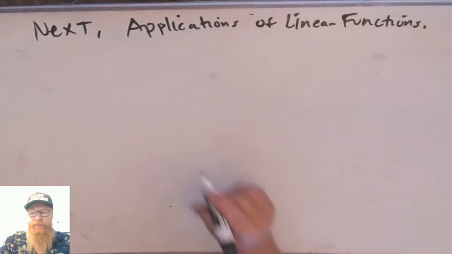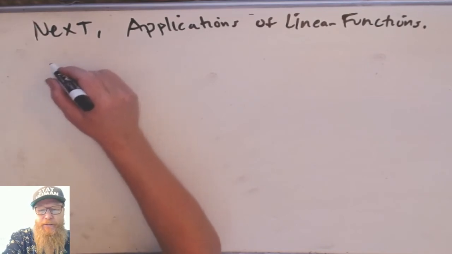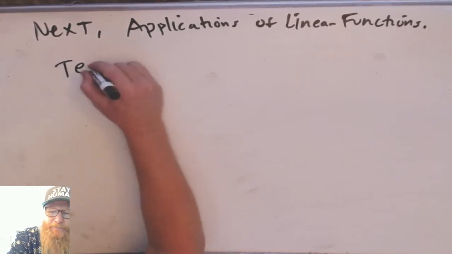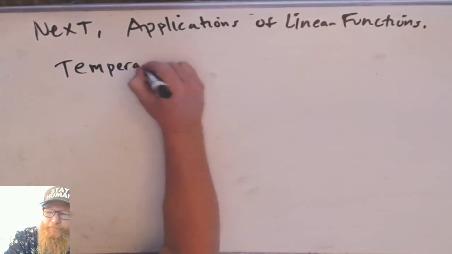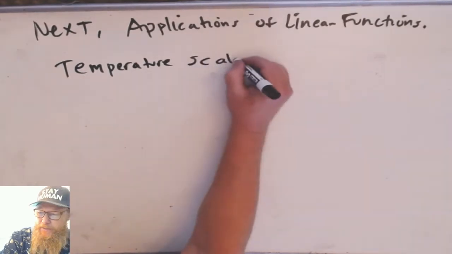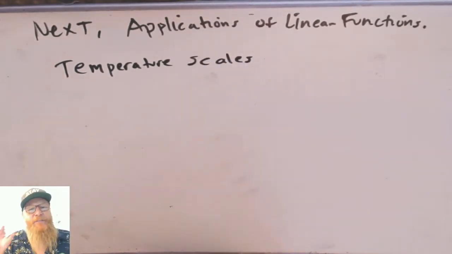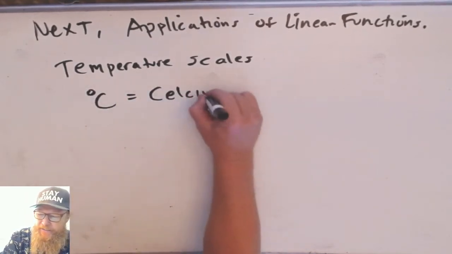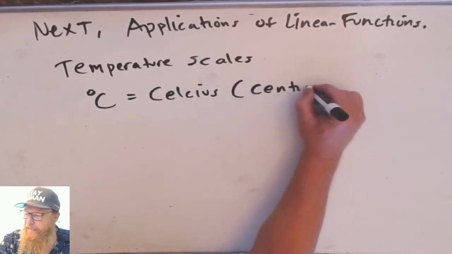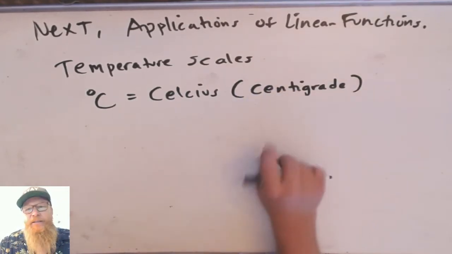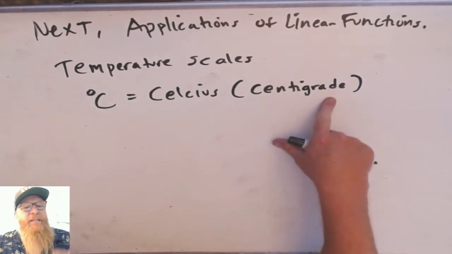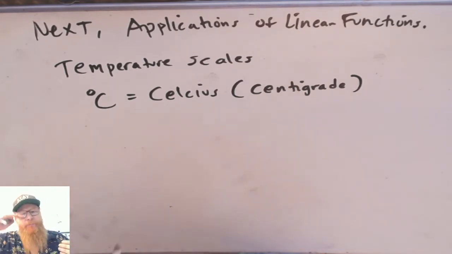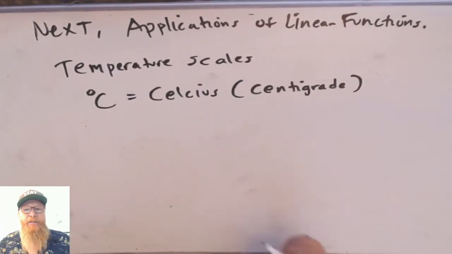One of the things that I will point out is that we've kind of already discussed this in the past, temperature. Temperature scales. There are 2 different temperature scales. There's C, which is called Celsius, also called centigrade. Centi means 100, grade means mark. So centigrade means 100 marks. So that's the reason why Celsius looks like that.